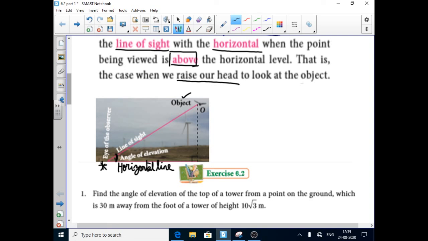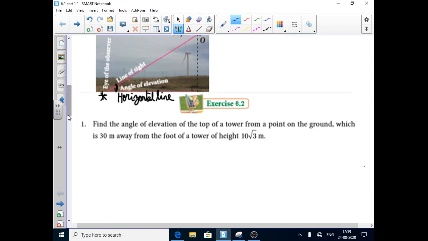The three important ratios we use most are sin, cos, tan. In this chapter, most of the times we use only tan. Many of the sums use only tan, and only a few sums use sin and cos. We have to find the answer according to what is asked. So first question, exercise 6.2, first question.